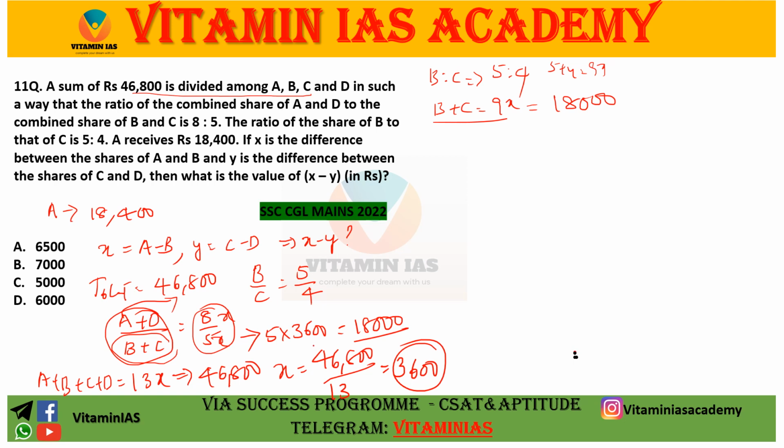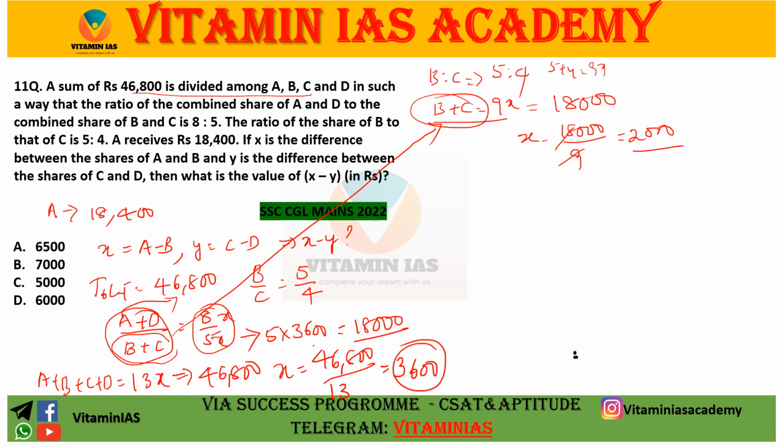Again I'm telling you, B plus C has a value in this ratio. B plus C value is equal to 18,000 by finding x, and easily we can do it. And coming to here, B plus C, the value is 9x. So this B plus C and this B plus C will be equivalent. So 9x is equal to 18,000. So x is equal to 18,000 by 9, and that will be x is equal to 2,000.